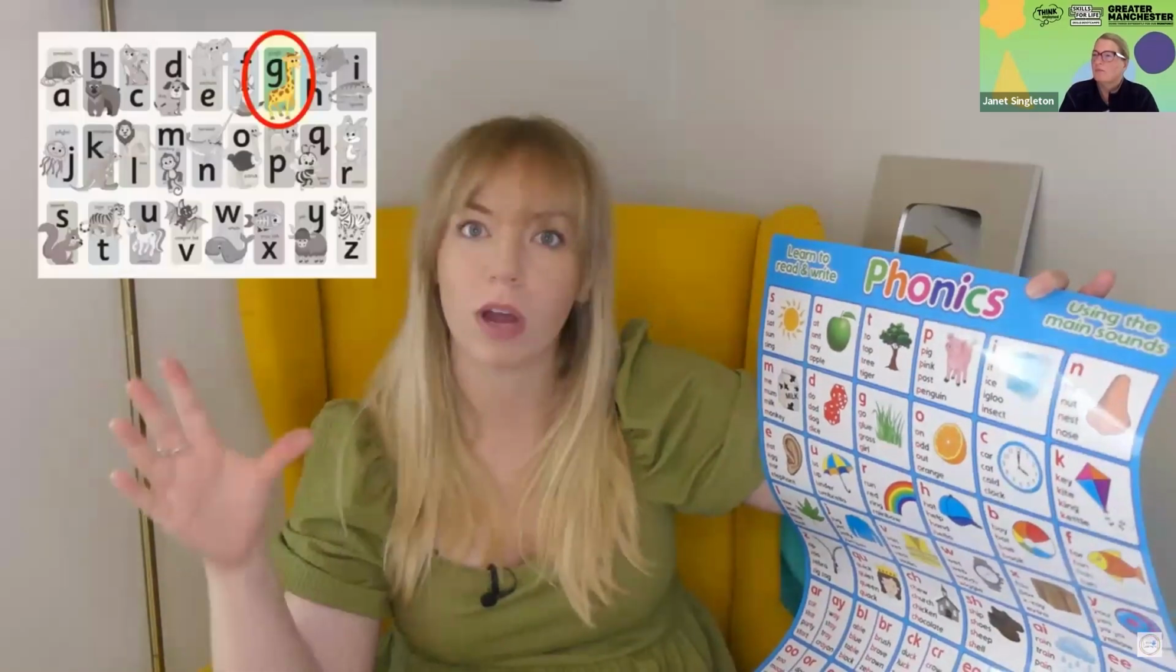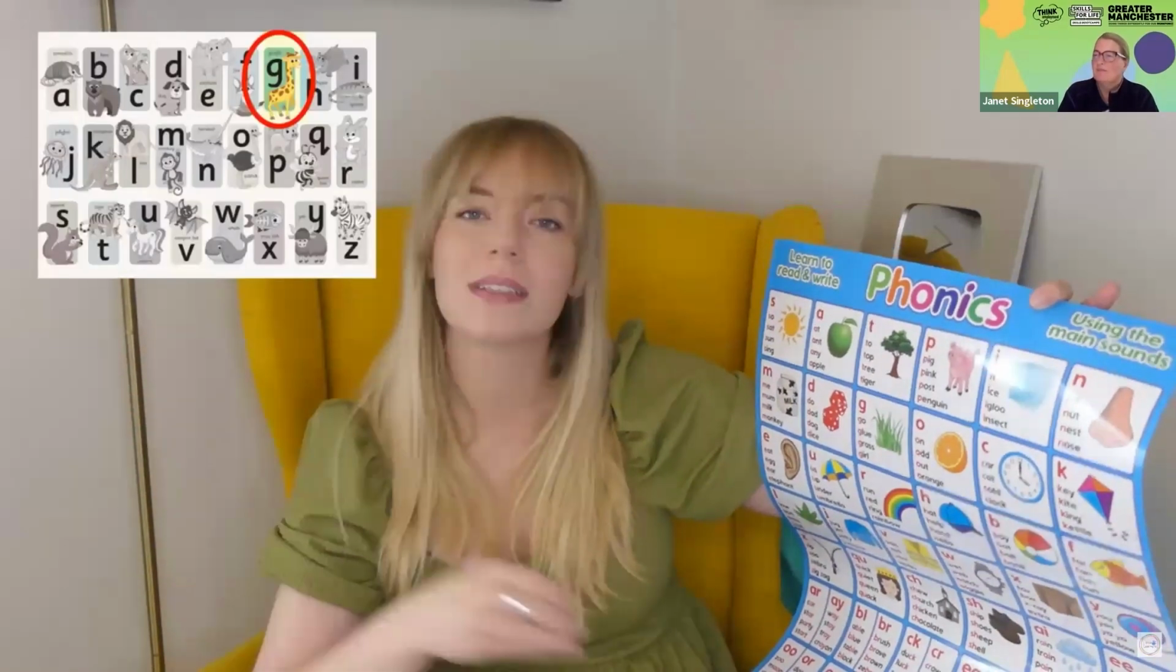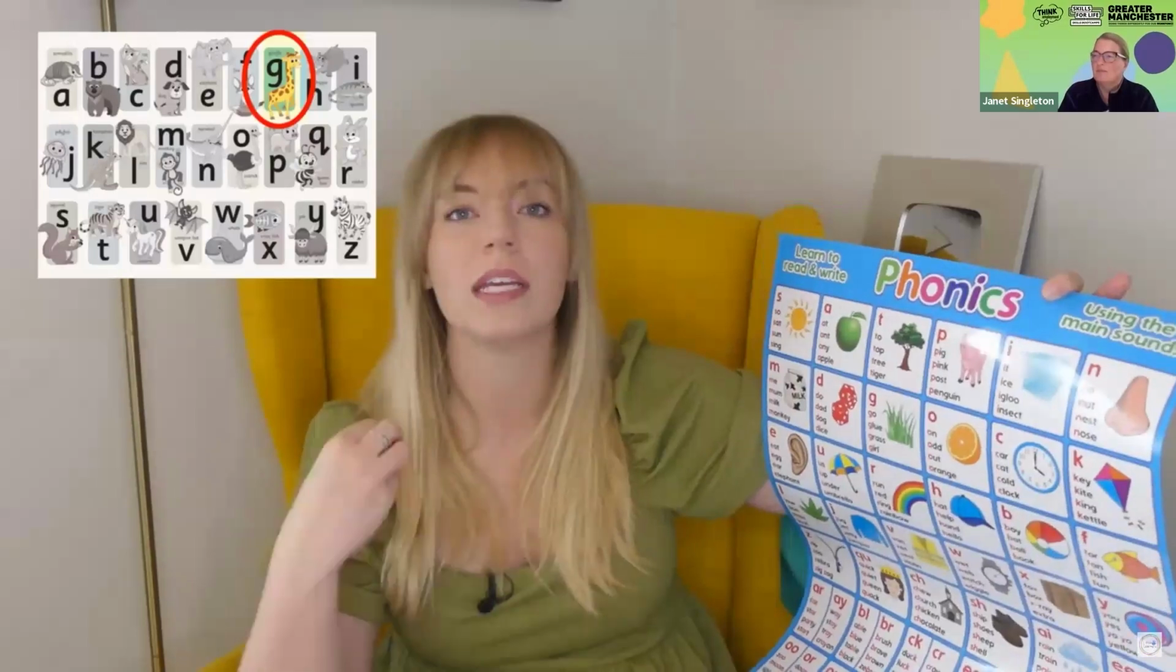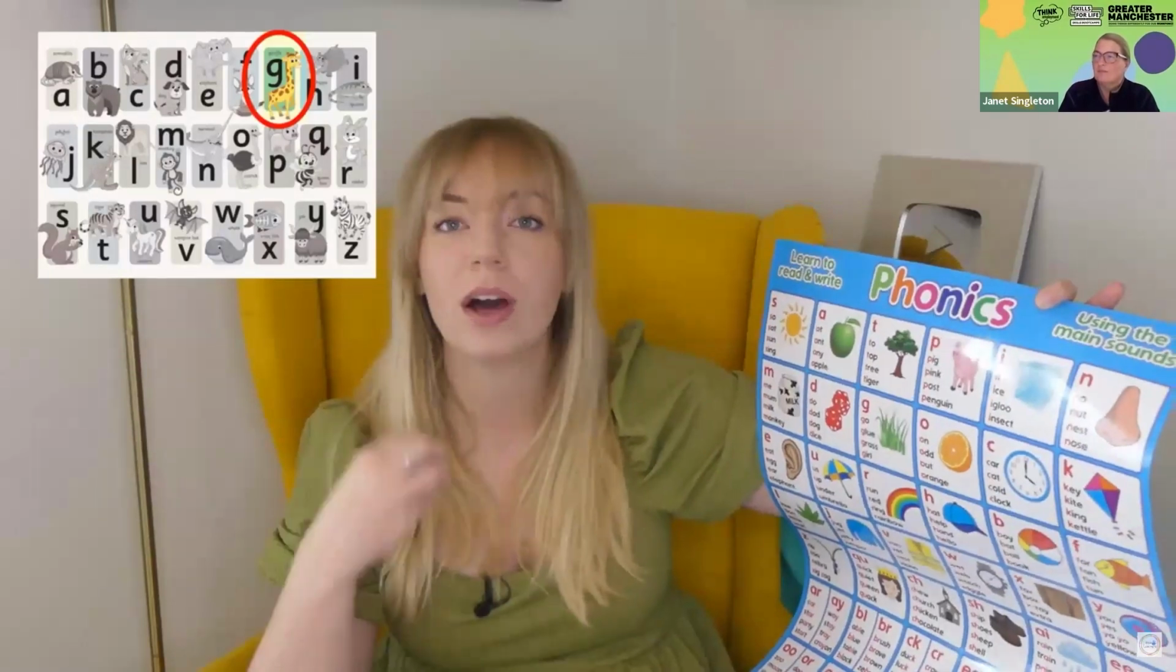This is a mistake I see on so many phonics resources. The other one, I wonder if it's on here. No, they haven't got it on this one. The other one I see a lot is for G. So the sound G always ends up having a giraffe on it. But giraffe doesn't start with G, it starts with the J sound, a hard G sound.